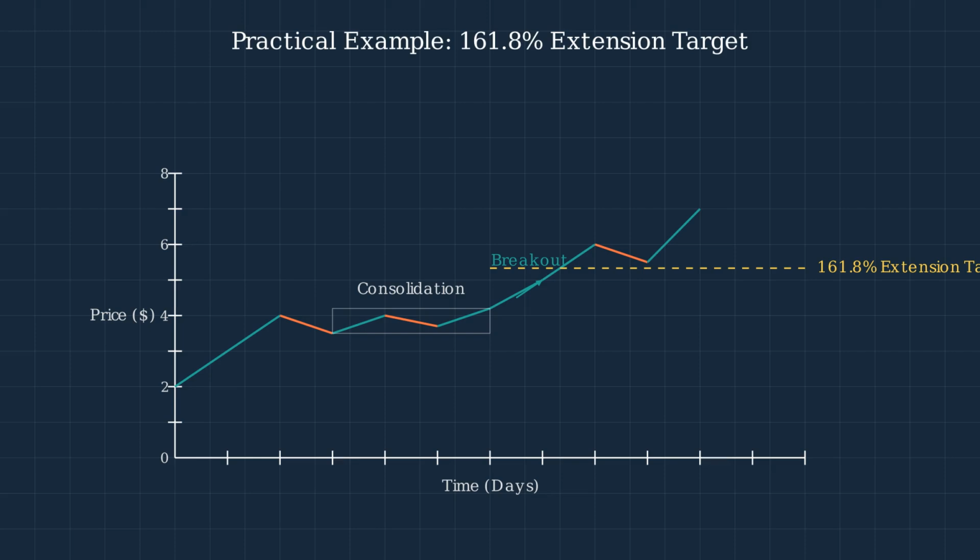By measuring the height of the consolidation and applying the 161.8% extension, we get our target. Notice how the price reaches and reacts at the 161.8% extension level. In this case, our target was accurately hit, demonstrating the effectiveness of Fibonacci extensions in projecting price movements after breakouts.